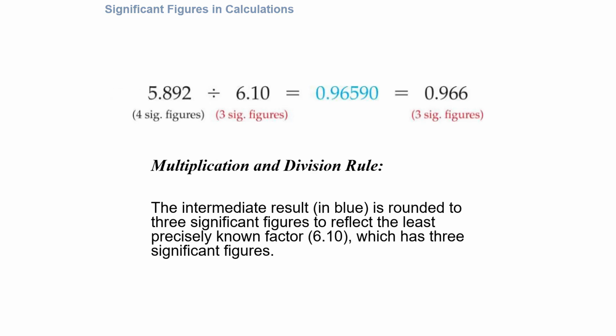Here's another example. We have 4 significant figures divided by a number with 3 significant figures. It gives us this as an answer. But because this number had the least number of significant figures and it's a multiplication or division problem, our answer has to have 3 significant figures. So our answer is going to be 0.966. So we rounded this one to 3 sig figs.